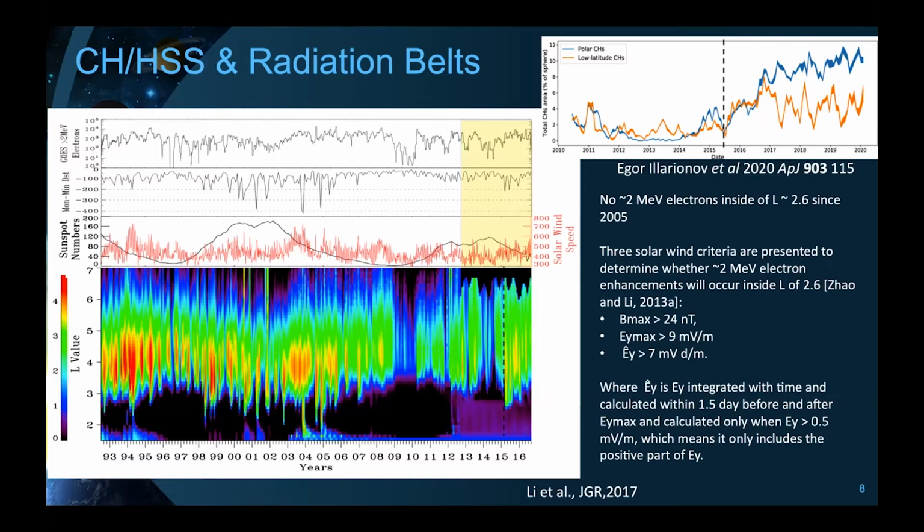Up in the corner is a plot of the low latitude coronal holes in orange and the polar coronal holes in blue. And you can see right around 2015, there's an abrupt increase in the size of the coronal holes that lasts for the rest of the solar cycle. If you go back down to the radiation belt plots, that black dashed line shows where that abrupt change in the coronal hole sizes showed up, and you have an abrupt change in the radiation belts there as well.